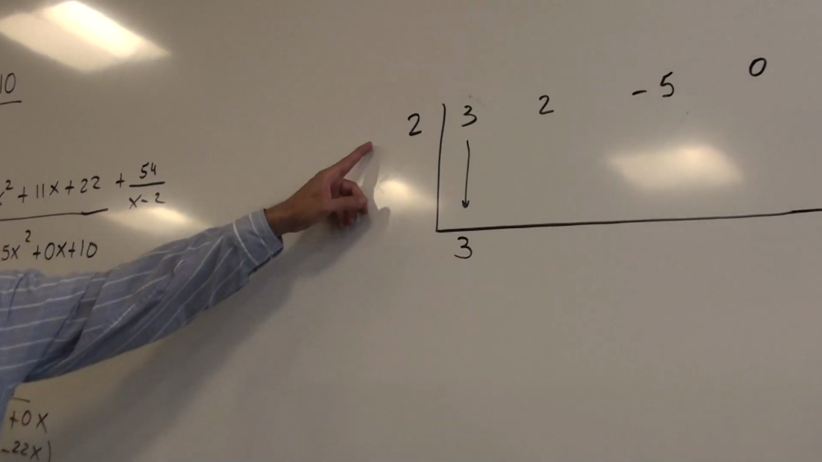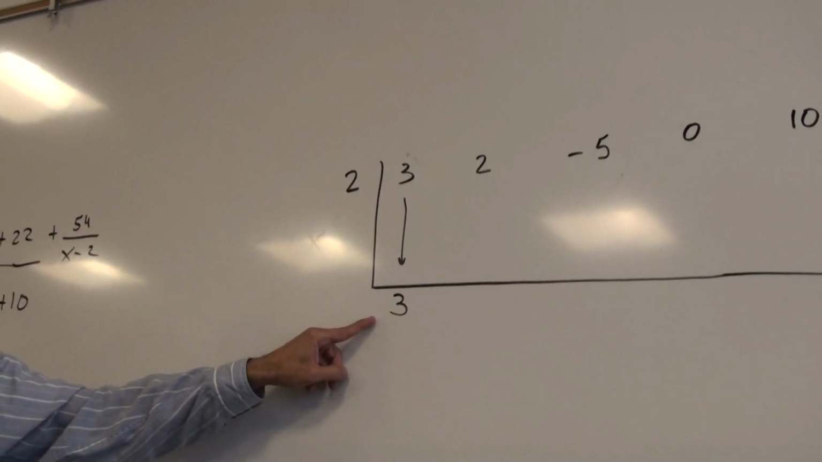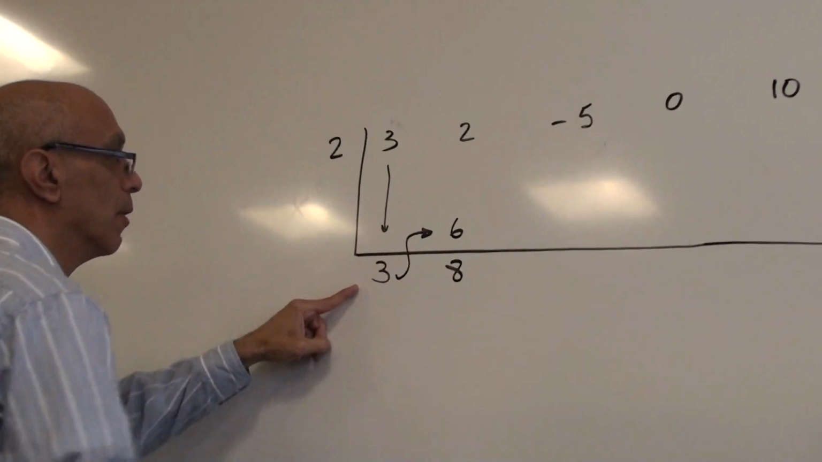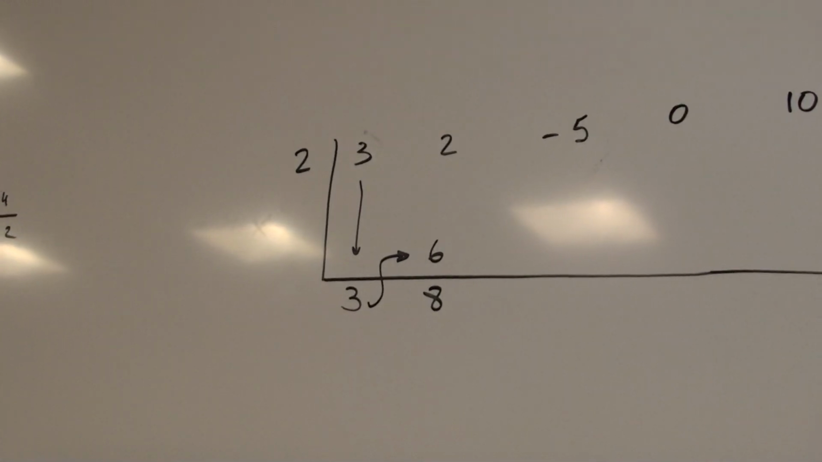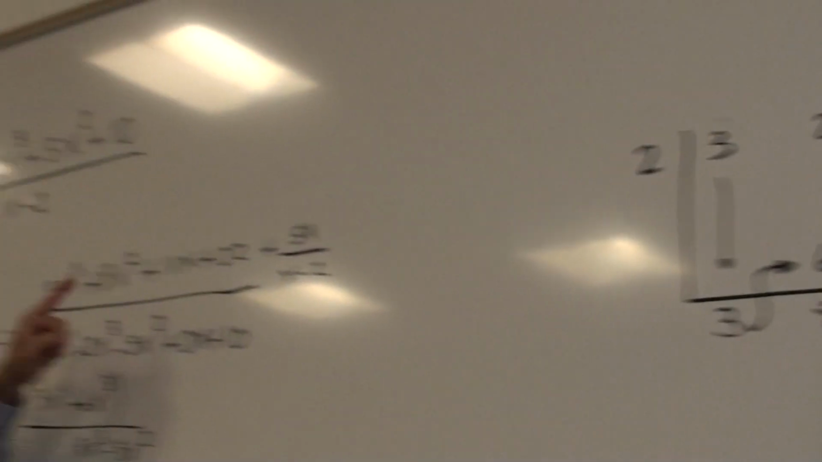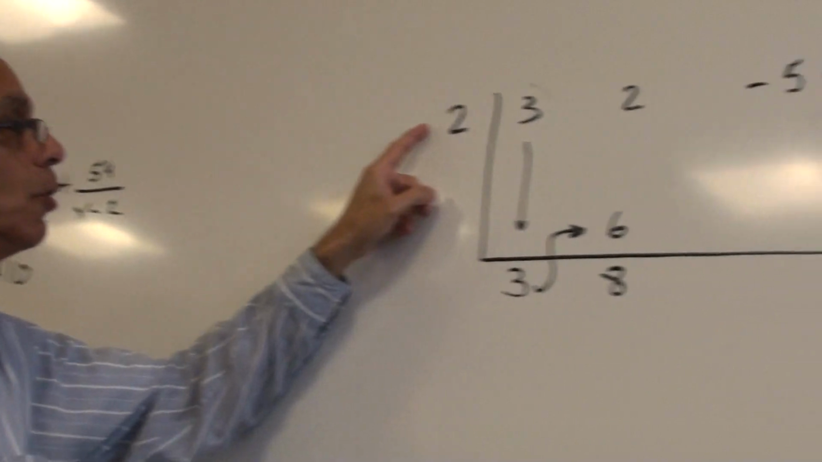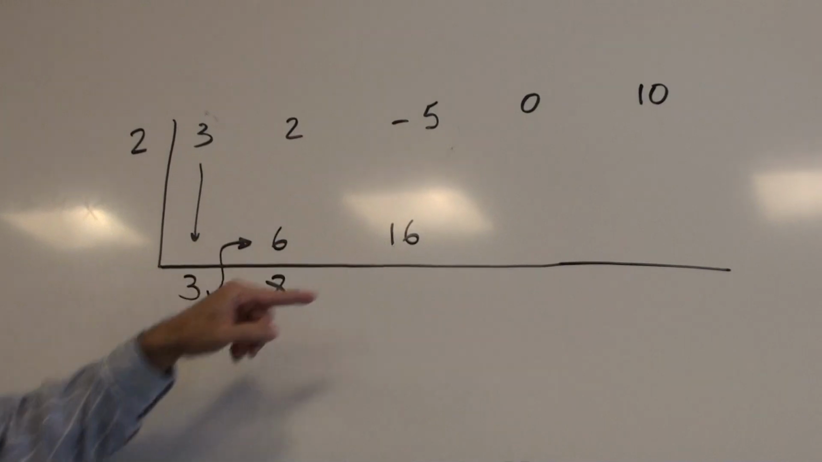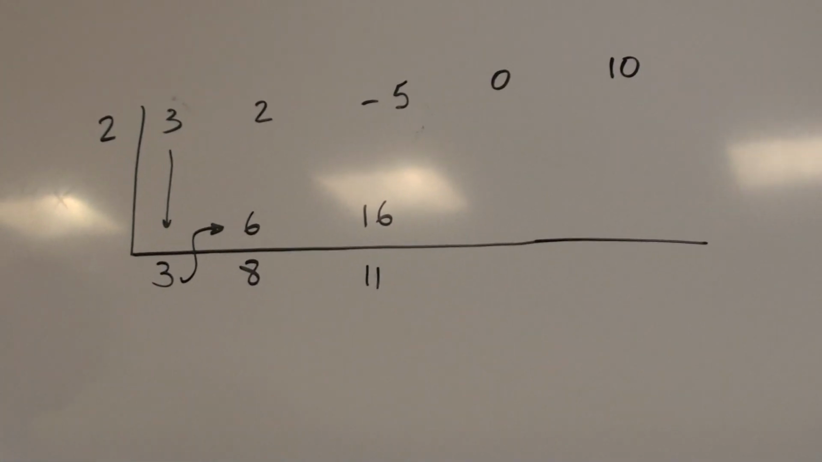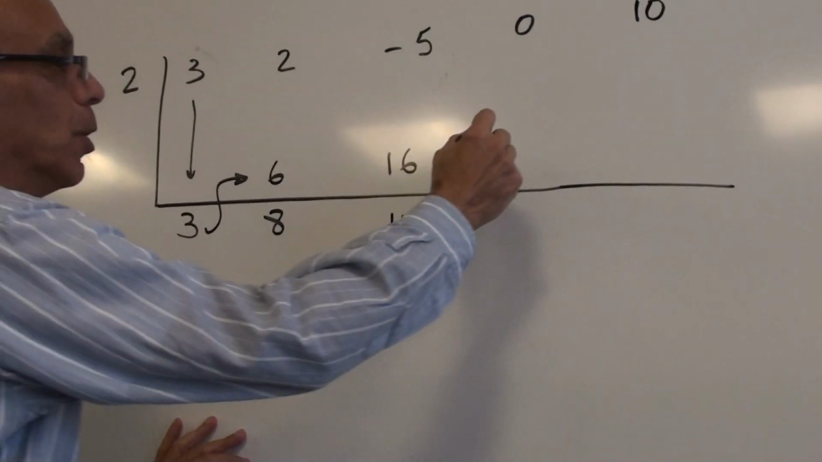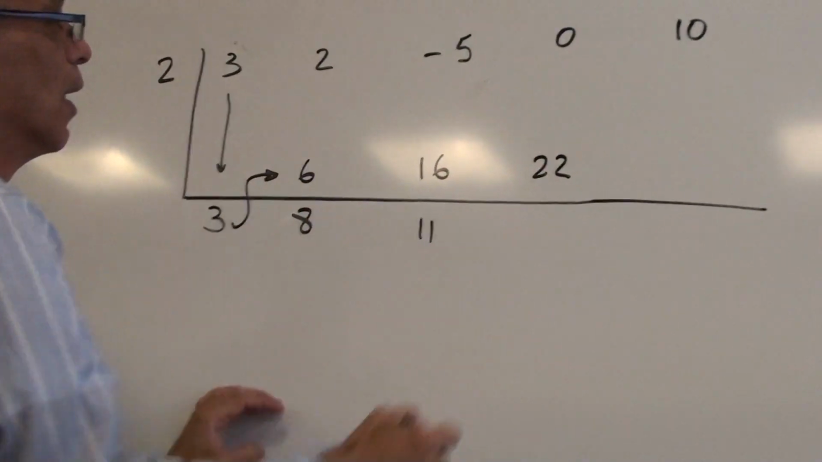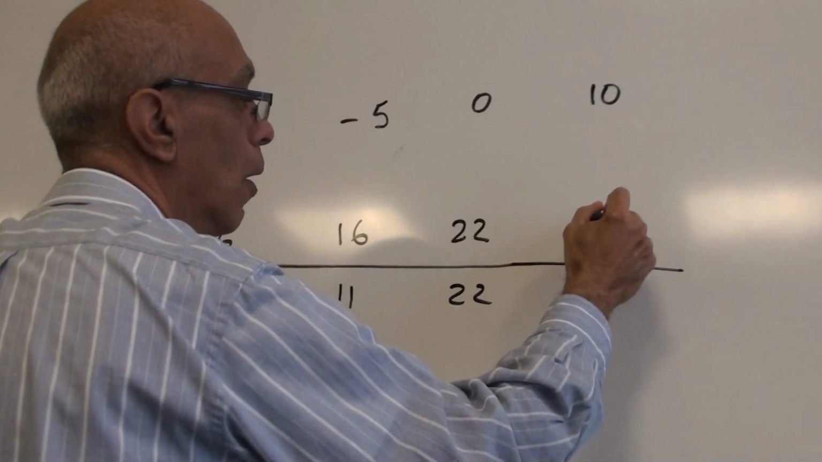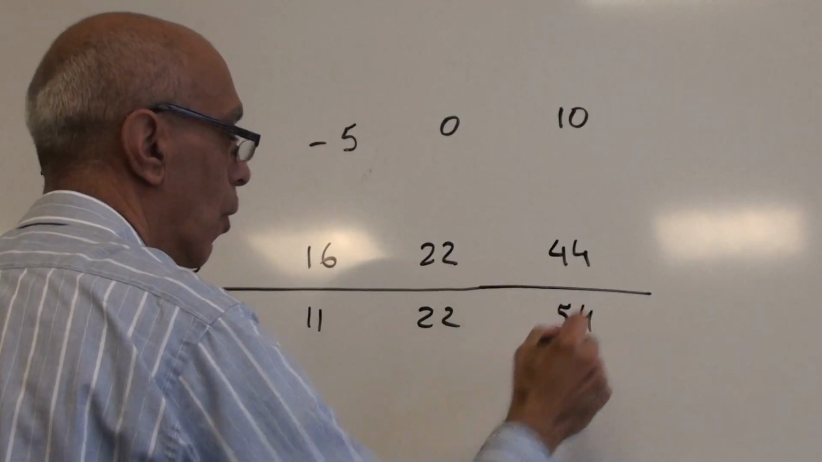Then what do we do? We multiply 2 times 3, 6. Comes up here, we add 8. You see 8 here? You're reproducing the same thing. Now, 2 times 8 is 16. Comes up here. We add 11. 2 times 11 is 22. Right here. It's going to be 22. 2 times 22 is 44. And here we have 54.